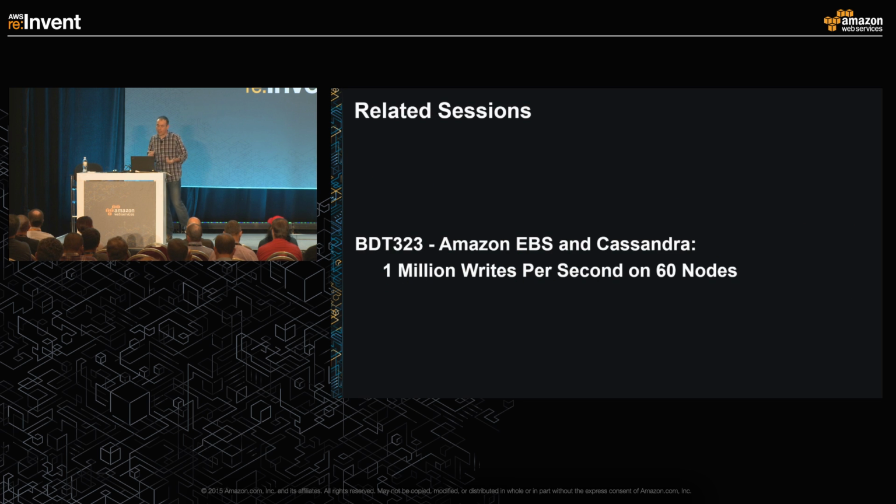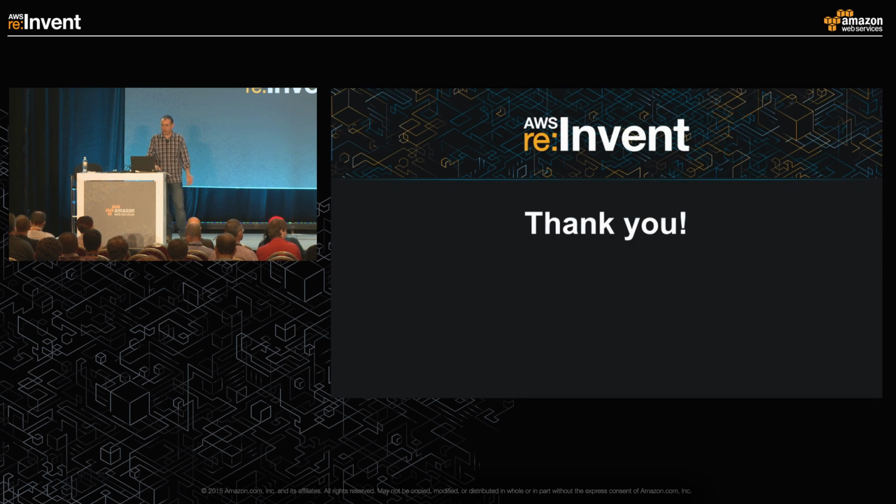Now for another deep dive, tomorrow there's a talk about Amazon EBS and Cassandra. This is specific to Cassandra and shows how CrowdStrike was able to get 1 million writes per second using EBS volumes on 60 nodes. So I've got some friends from EBS, and we're happy to take some questions one-on-one after this session, but thank you all for attending today, and hopefully this was helpful.